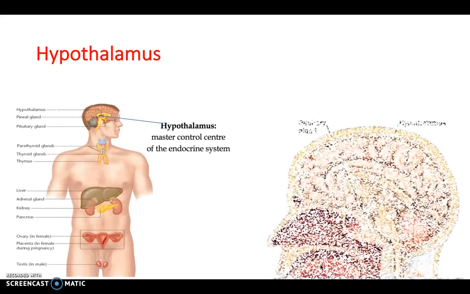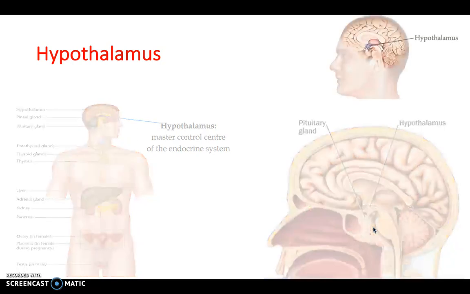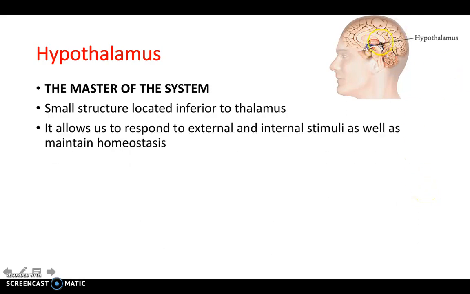So the hypothalamus, of course, is the master control centre of our endocrine system and is located in the brain just superior to the pituitary gland, which lies in the sella turcica. So the hypothalamus, as we said, is the master. It's a small structure located inferior to the thalamus, so the thalamus is the larger part here, your hypo underneath thalamus, and then you've got your pituitary gland just slightly lower down than that.